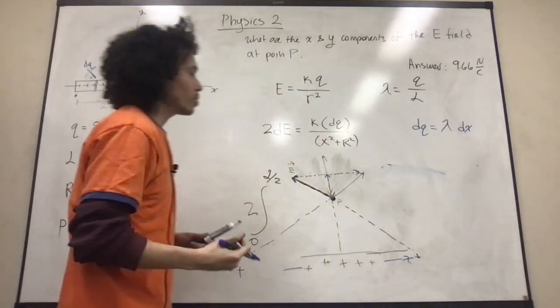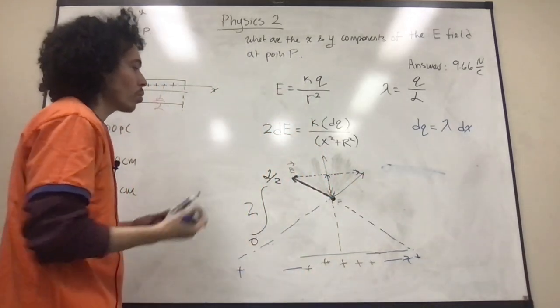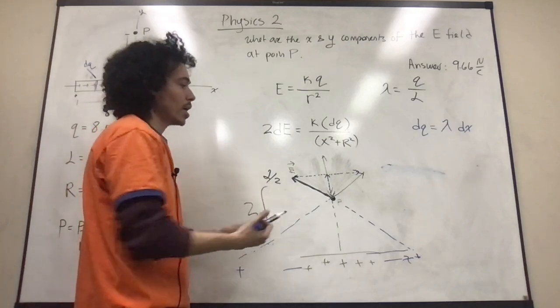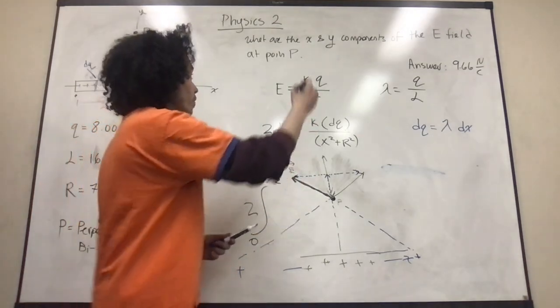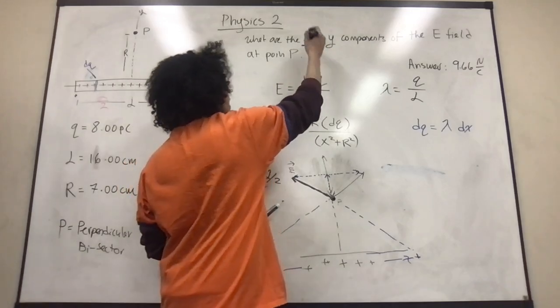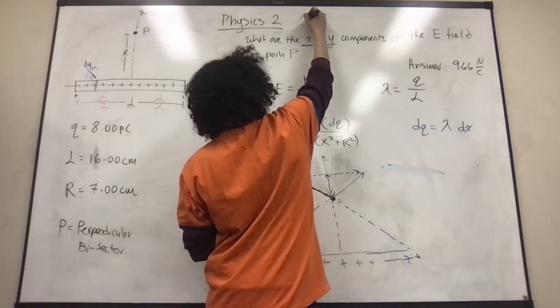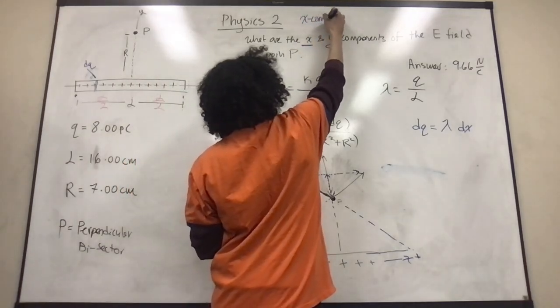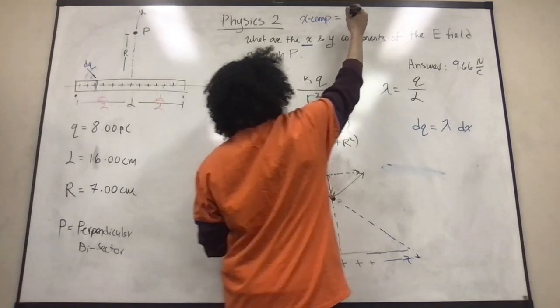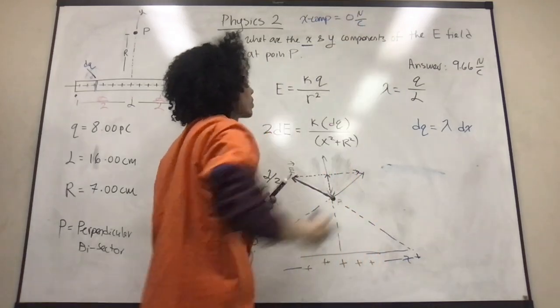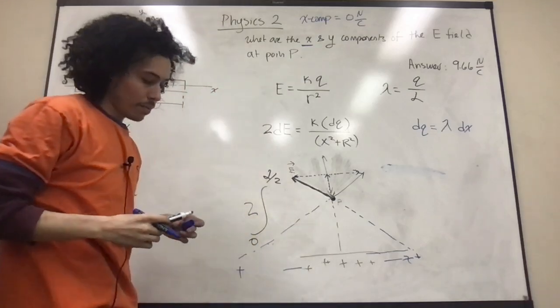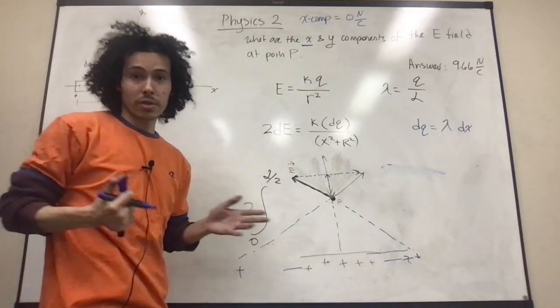So with this problem, we see that the x components will equal 0. So the first part of this problem will be 0. So the x components will be equal to 0 newtons per coulomb. All right, we've answered the first half of the question.